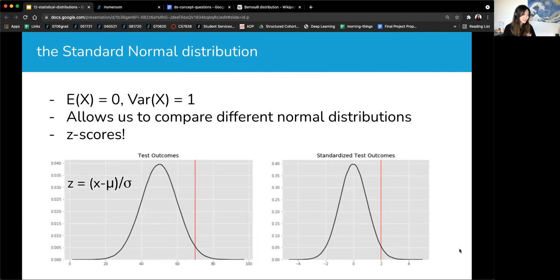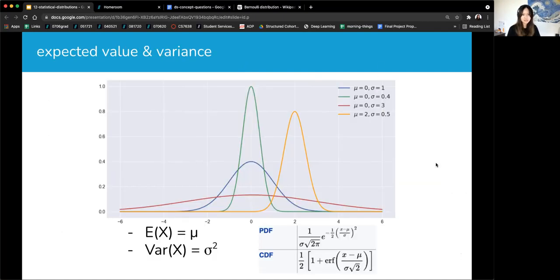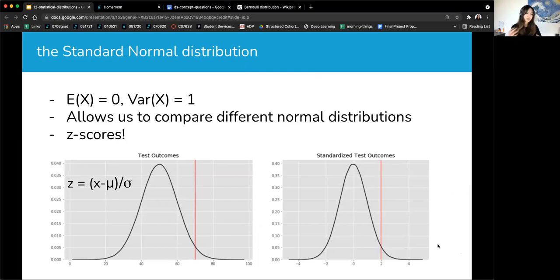Next we're going to talk about the standard normal distribution. Out of all the possible normal distributions, you can have many different combinations of means and standard deviations to have these different looking curves. What if you wanted to compare values across different normal distributions? Or what if you just want a measure of where a value is in relation to its distribution? We use the standard normal distribution.